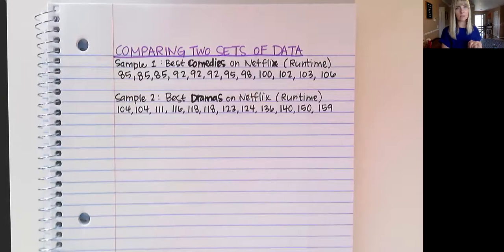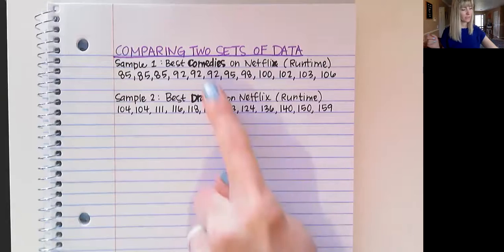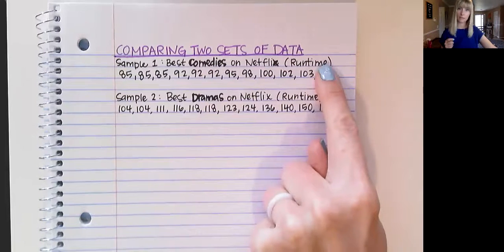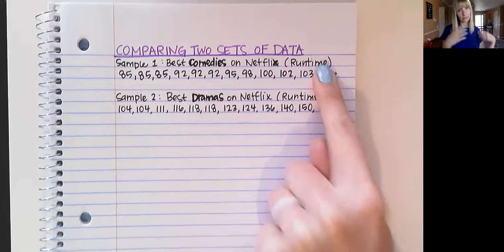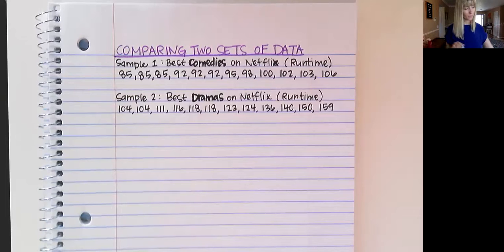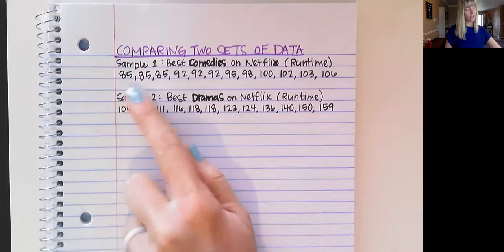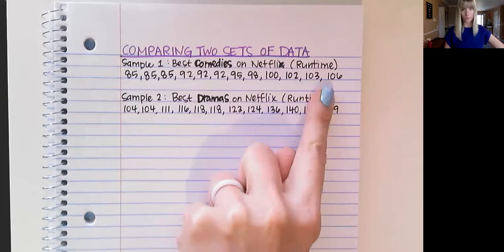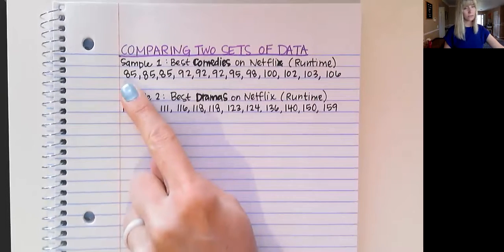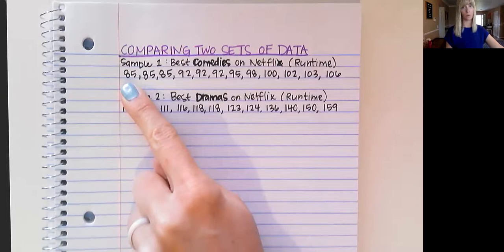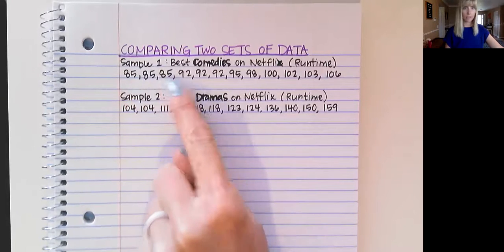I found a couple lists online of like the top 20 comedies on Netflix, and that list also included their runtime. And I just picked, just for the ease of not having too huge of a sample for us to work with, I just picked the first 12, and I actually already put the data in order for you. So this list right here tells me of those top 12 that these particular lists said were the best comedies to watch on Netflix right now. This is their runtime. And I put them in order.